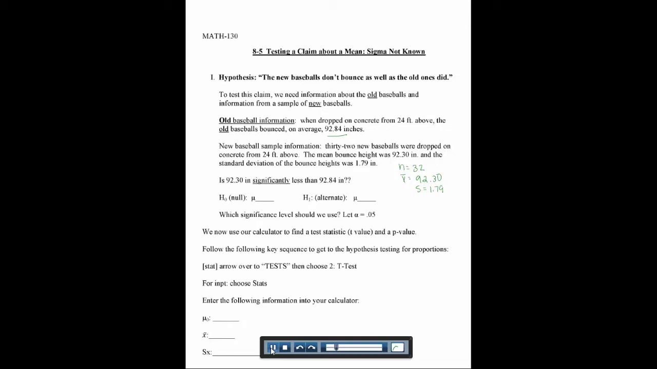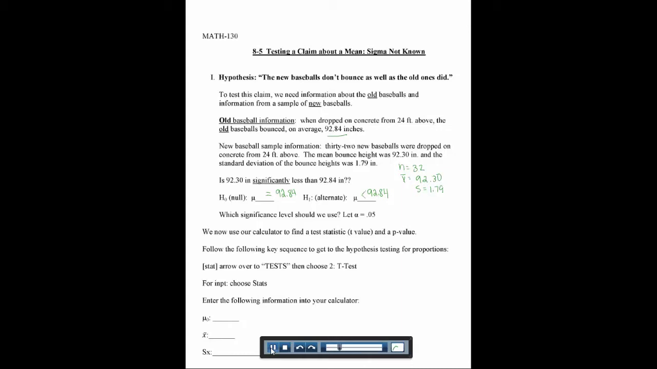Okay, now we want to know were the new ones less than the old baseballs. So for new baseballs, our claim is that they bounce less than the old ones, and the old ones bounced 92.84. If that's a less than, of course, the null will be mu is equal to 92.84. And we're going to choose a significance level of 5%.